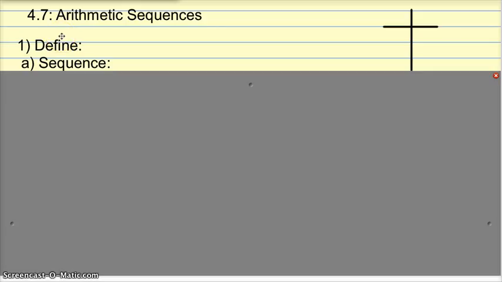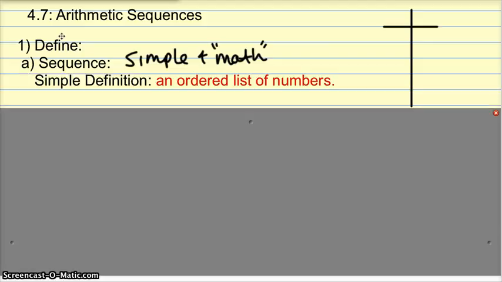Arithmetic sequences. The definition of a sequence is kind of twofold. There is a simple definition, and there's a mathematical definition. The simple definition is that a sequence is just an ordered list of numbers. So here's my example: 3, 5, 7, 9, ... It's a list of odd numbers.